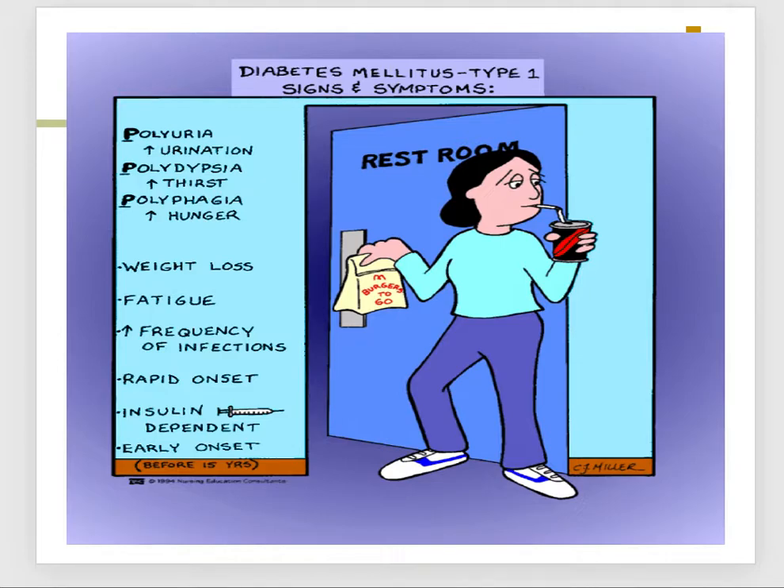This little cartoon is great, right? So your classic sign of type 1 is oftentimes a young child will start frequent urination. They're really hungry. They're not really gaining weight though, but their hunger increases. We see weight loss with type 1, fatigue, frequent infections, and oftentimes teen years or younger. It could be into their 20s.